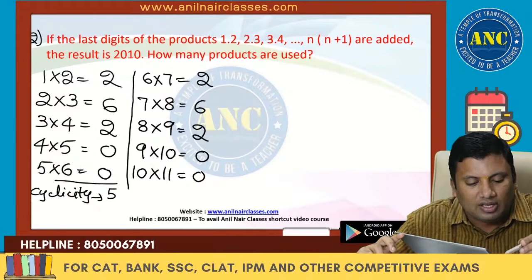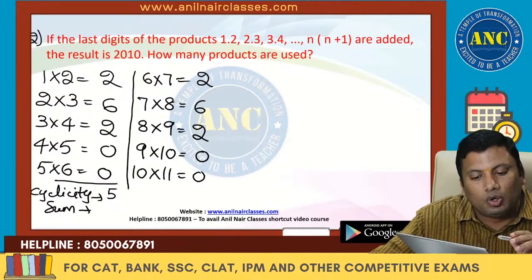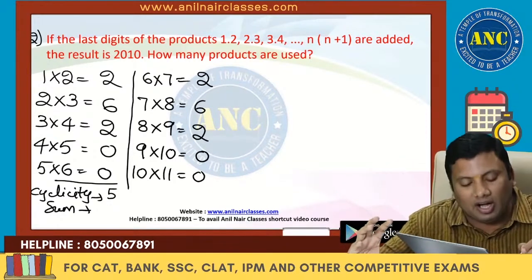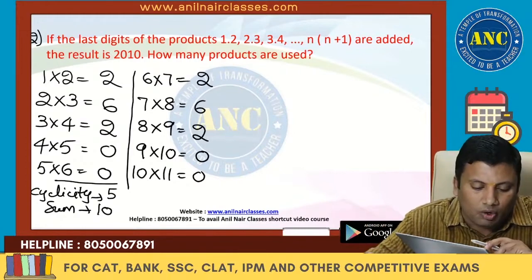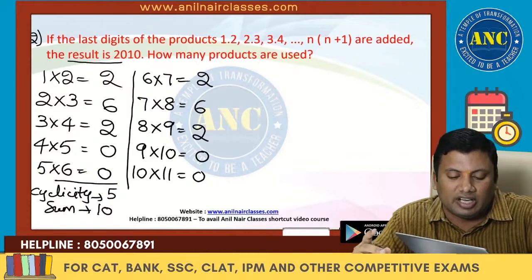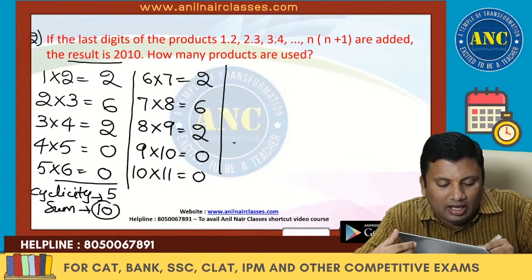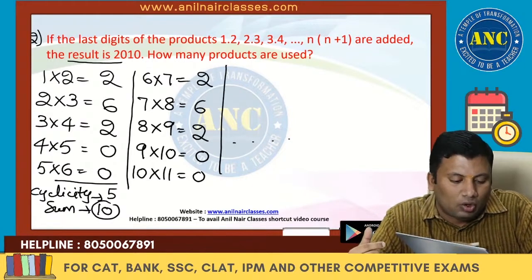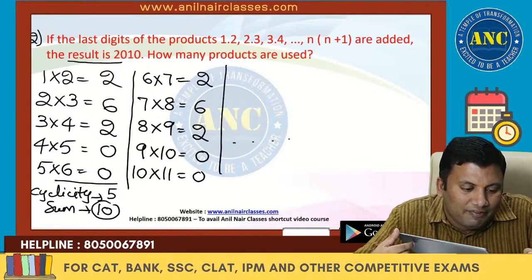So what is the sum of this? The sum of these is 2 plus 6 is 8, 8 plus 2 is 10. That means every group of 5 consecutive integers is giving you sum 10. The total sum of the unit digits is 2010. Every group of 5 gives you 10, and like that there are 201 groups. 201 into 10 is 2010.